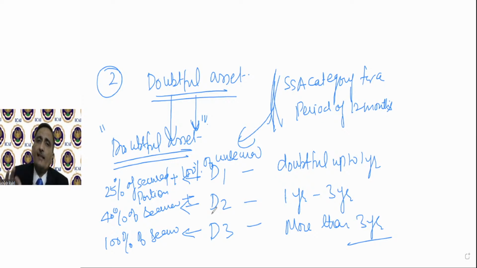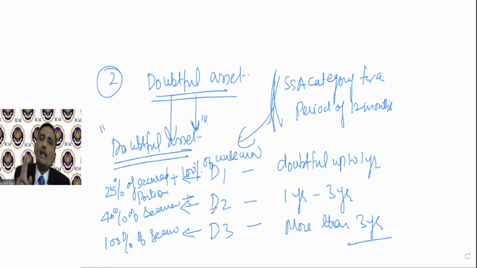And in case of doubtful assets, a doubtful asset is an asset which remains a substandard asset, SSA, for 12 months, and these are further classified into D1, D2 and D3. Okay, in the D1 category, the asset remains doubtful up to 1 year, D2 category 1 to 3 years, and D3 category more than 3 years.